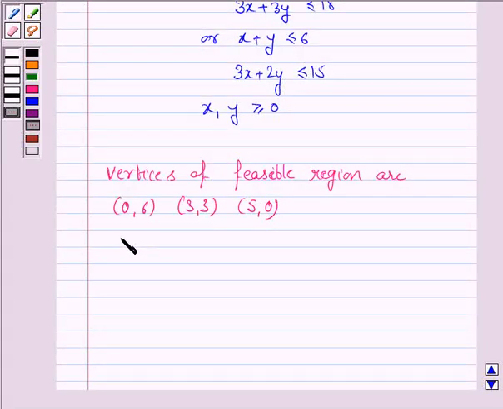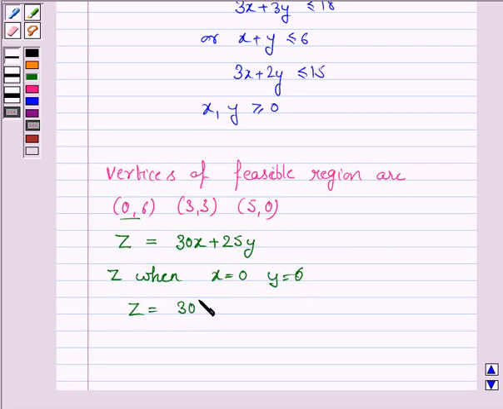Now we'll find the value of Z at all the vertices of the feasible region, and we'll see which is maximum. Z is 30x plus 25y. Now we find Z when x is equal to 0 and y is equal to 6. That is this point. So Z is 30 into 0 plus 25 into 6. So this is equal to 150.